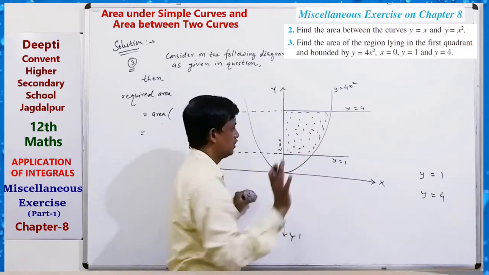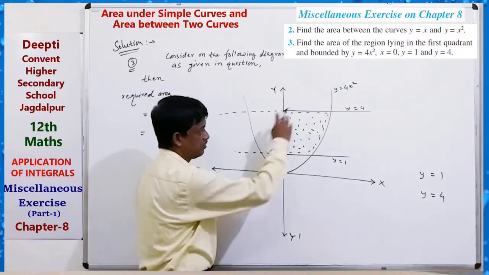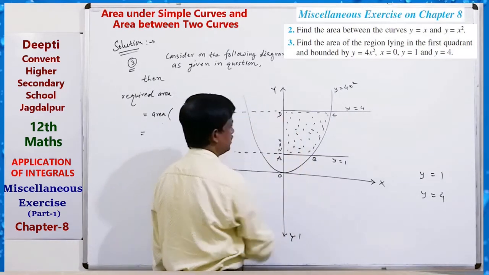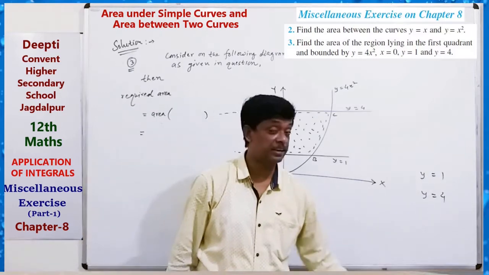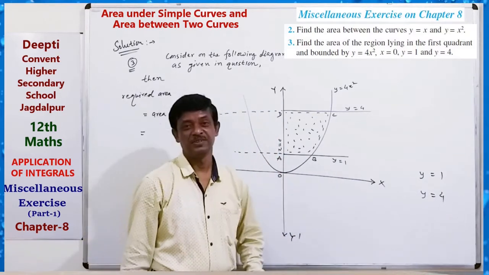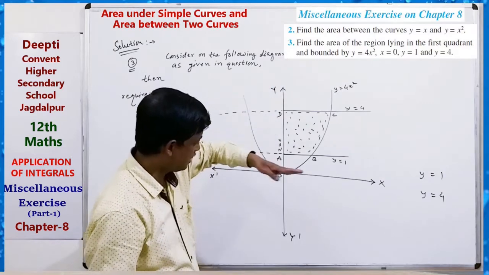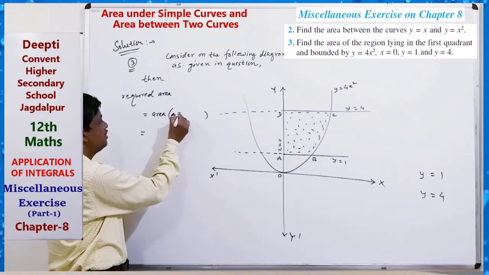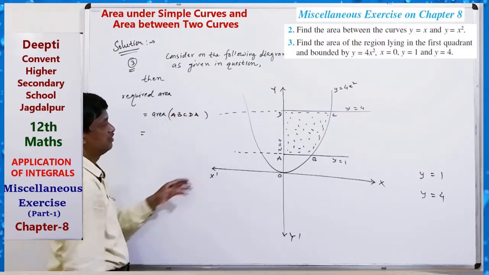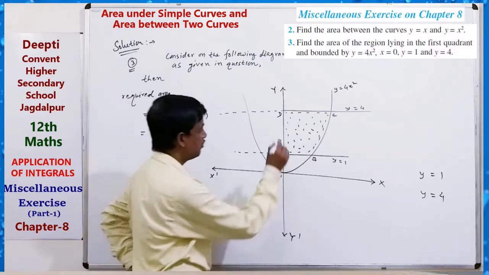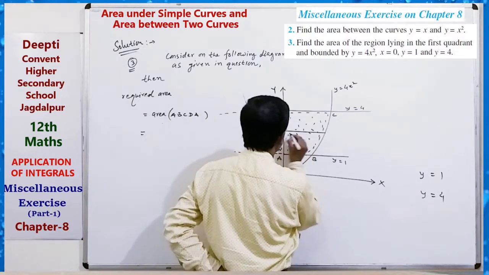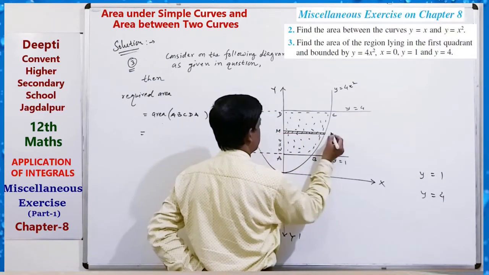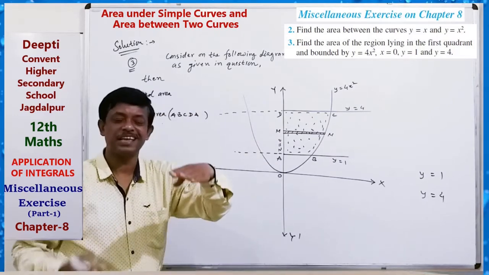This part. So for boundary, suppose this is A, this is B, this is C, this is D. Clear? Here we see that a vertical strip is typical, but we can also take a horizontal strip, the x dy formula. So for the area ABCDA, we take a horizontal strip. Horizontal strip means x dy.